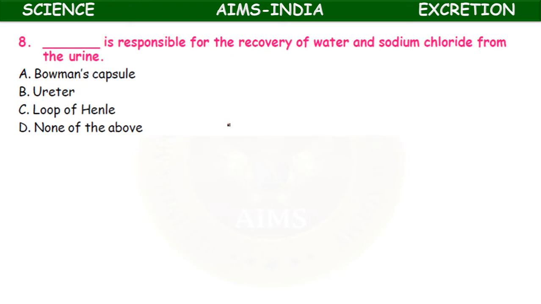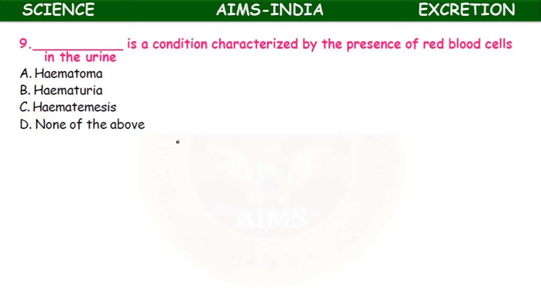Dash is responsible for the recovery of water and sodium chloride from the urine: Bowman's capsule, ureter, loop of Henle, none of the above. It is the loop of Henle which is responsible for the recovery of water and sodium chlorides from the urine. Reabsorption takes place. Dash is the condition characterized by the presence of red blood cells in the urine: hematoma, hematuria, hematemesis. It is hematuria.